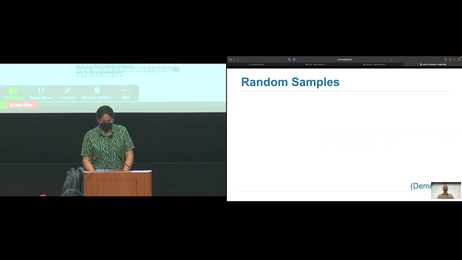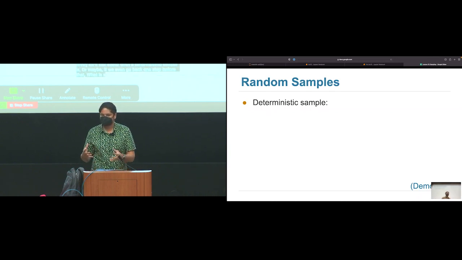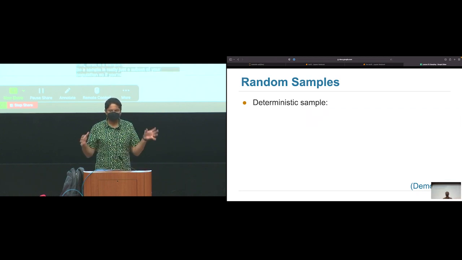Today we're also going to introduce the concept of a random sample. What does it mean to have a random sample? Firstly, let's talk about what a deterministic sample is. Or maybe if we go back one step before that, what is a sample? A sample is really just a subset of your population. So if you're trying to study, let's say, all UC Berkeley students, then you could take a sample of 100 students. It's a subset of the entire population that you're trying to understand.